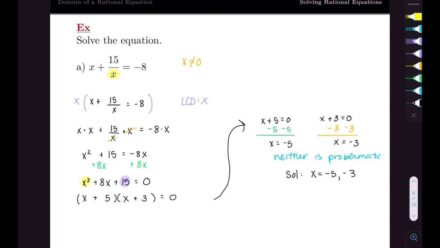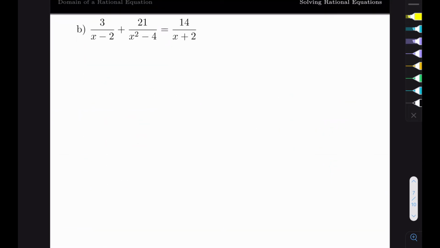Okay. And if you fully wanted to check, you could go ahead and plug those values in for x at the very beginning and see you get a true statement. But again, all you're really trying to check is, is this a problem? Will it cause me to divide by 0? So we will see some examples where that happens, but let's still get more and more practice with this.